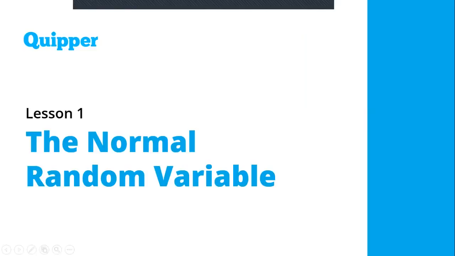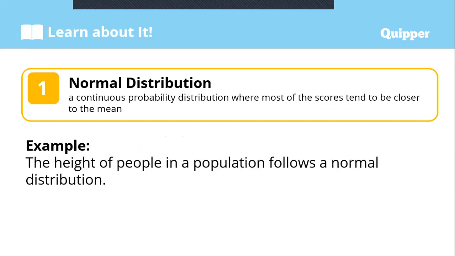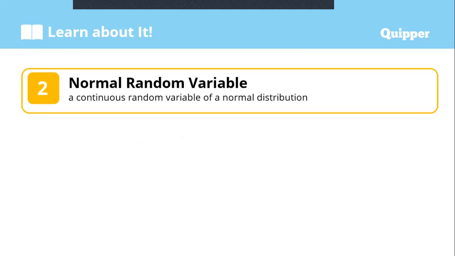So next topic is normal random variable. Normal distribution is a continuous probability distribution where most of the scores tend to be closer to the mean. Note, the term normal refers to the fact that this kind of distribution occurs in many different kinds of common measurement. For example, the height of people in a population follows a normal distribution. Next is the normal random variable, a continuous random variable of a normal distribution.